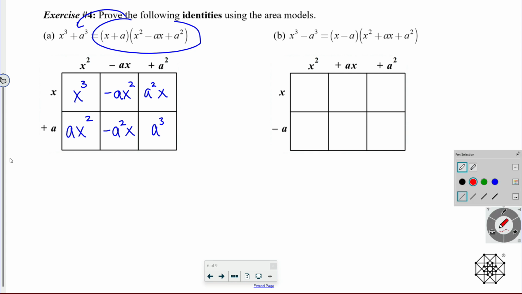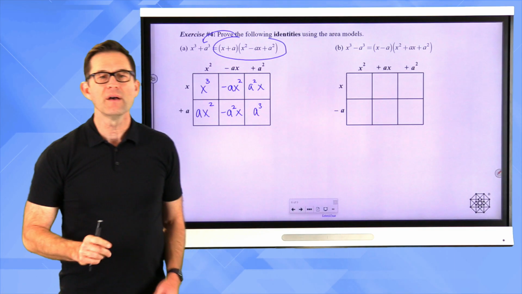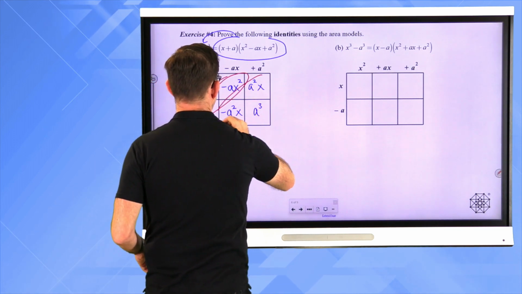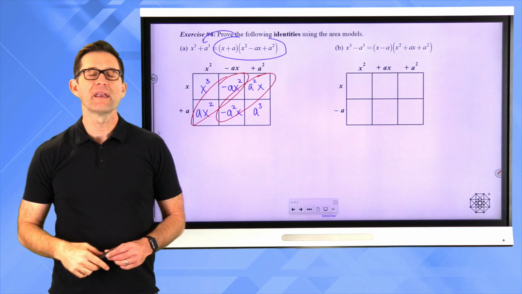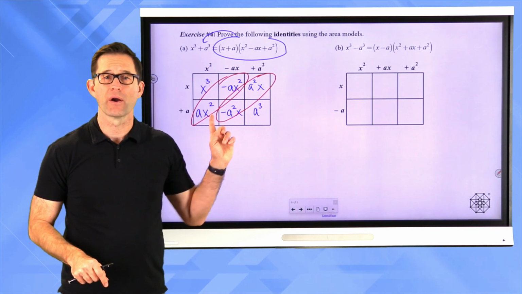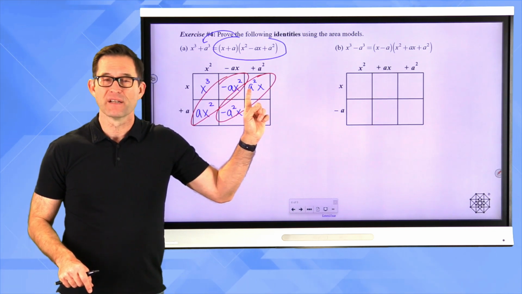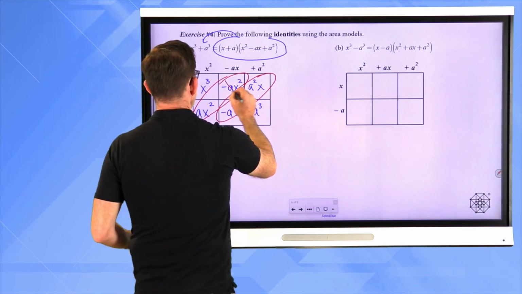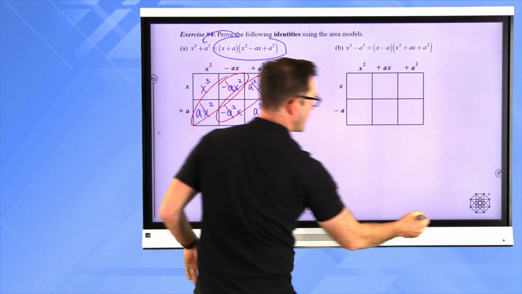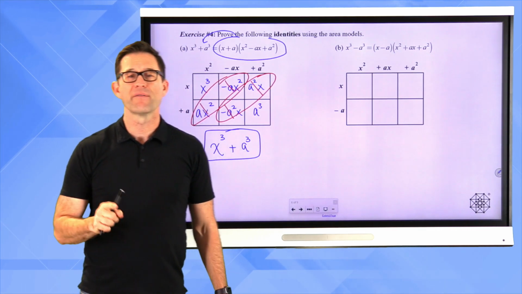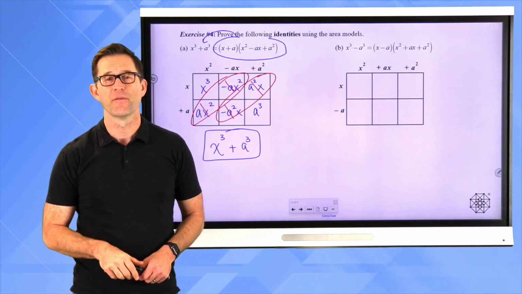I just changed color really quickly, because what we can now see is along the diagonals, here and here, we have what are called additive opposites, meaning that I've got positive ax squared and negative ax squared, negative a squared x and positive a squared x. So these two cancel out, these two cancel out, and what we're left with is simply x cubed plus a cubed. And we'll talk about these patterns a little bit, and obviously we'll also see how we can use them to factor the sum of perfect cubes.